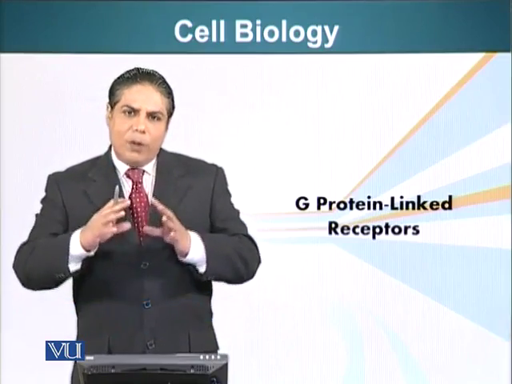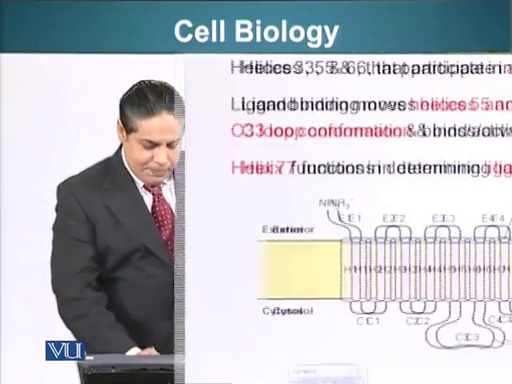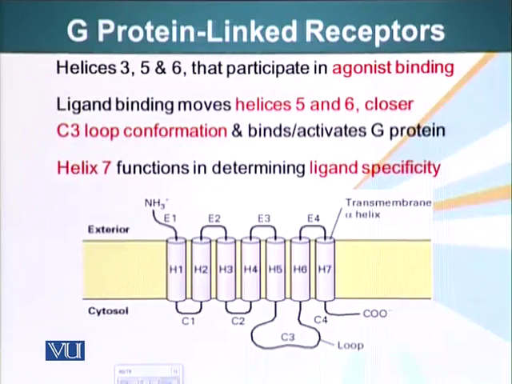Let's first look at the structure of these receptors. These receptors have 7 transmembrane domains. You can see on the slide: helix 1, 2, 3, 4, 5, and 6. Helix 3, 5, and 6 participate in binding of the ligand. In this case, we have written agonist binding, but I will tell you what agonist means later on. But basically, these helices, 3, 5, and 6, participate in binding of the ligand.